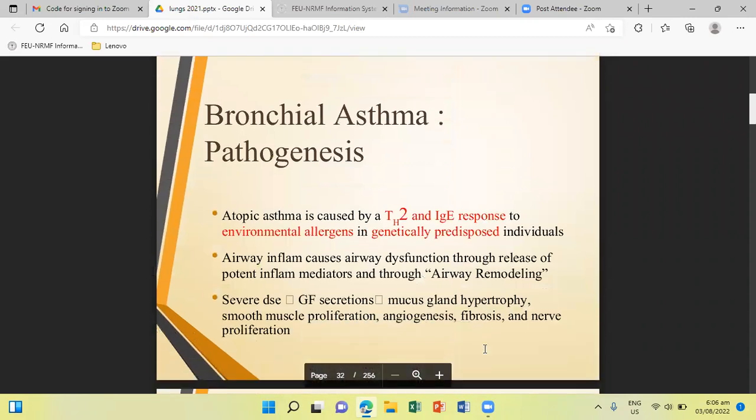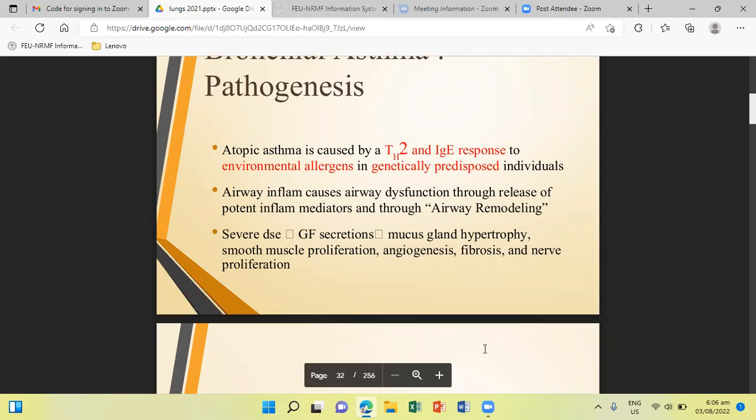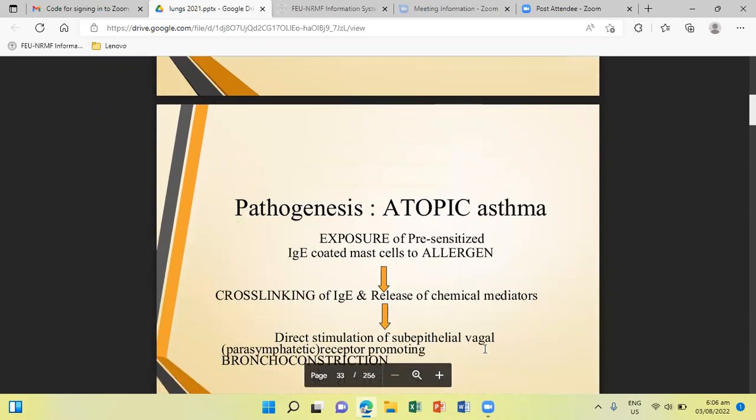So, the pathogenesis, again: T helper 2, IgE, and repeated airway inflammation would cause airway dysfunction, and this is what I have said as airway remodeling. In severe disease, you are expecting that the patient will have mucous secretion, mucous gland hypertrophy, smooth muscle proliferation, angiogenesis, fibrosis, and nerve proliferation, as I have said.